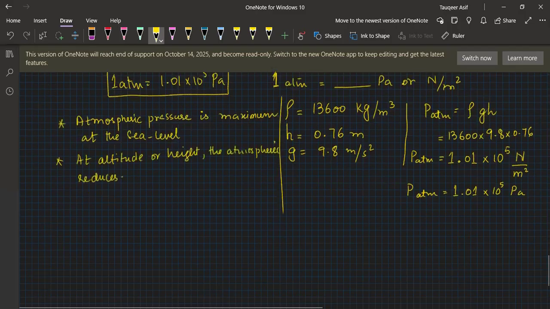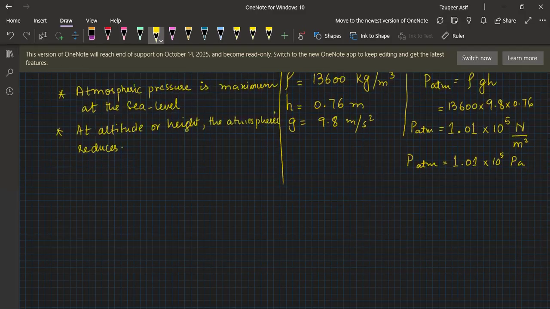So what does this mean? If I'm working with the barometer, I have this at sea level, right? And the height that is covered at sea level, if I have the water here, okay, let's take the mercury, right? So I have this much height at sea level, right?